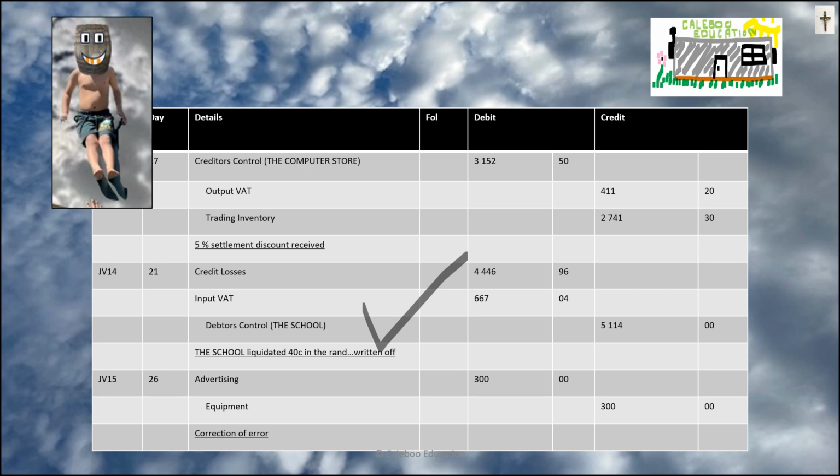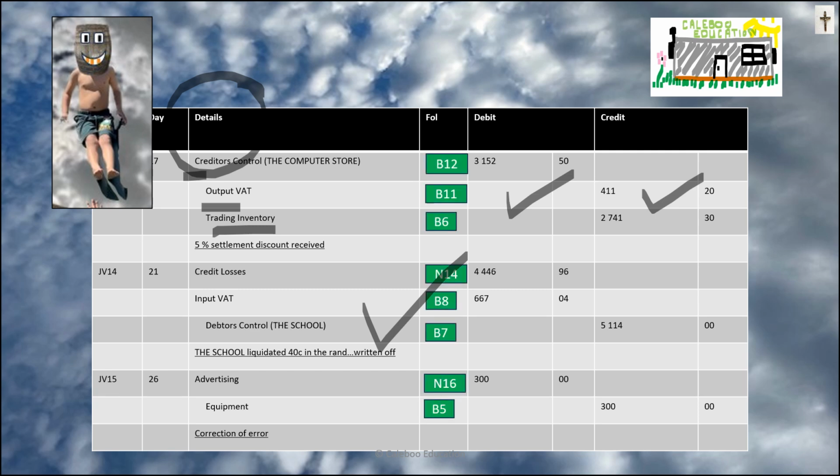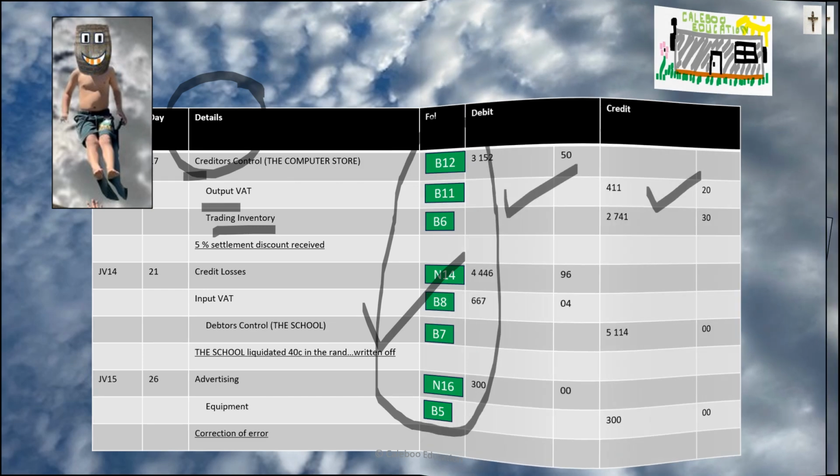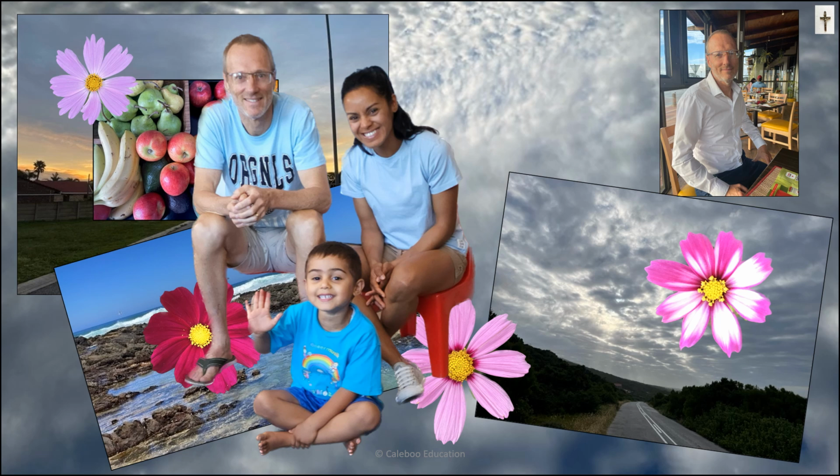It's a little bit different to the other journals because this details column here puts the accounts that are debited and credited in the details column. Then there's a column for debit and credit. And once we've done the ledger, we can fill in the folios. That brings us to the end of the general journal.